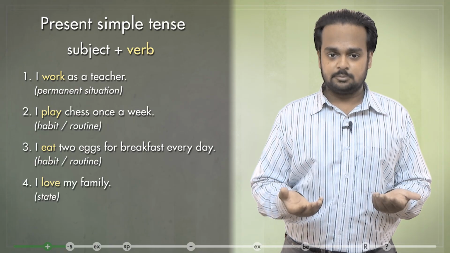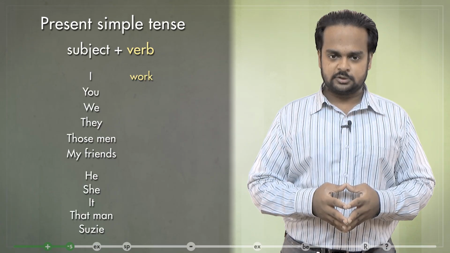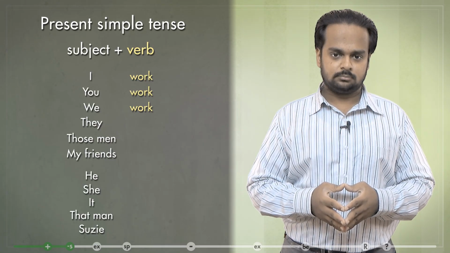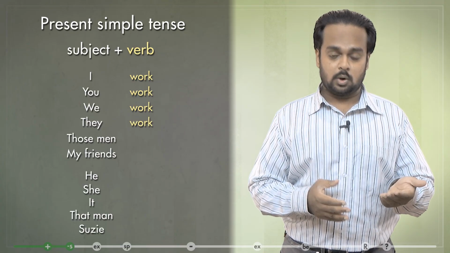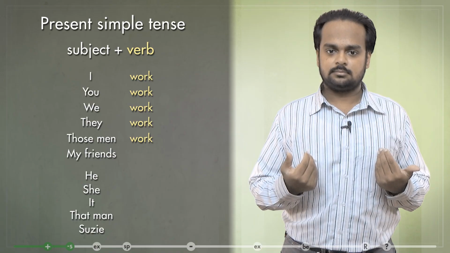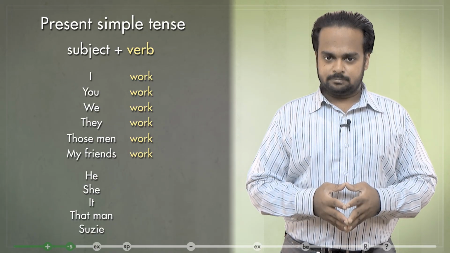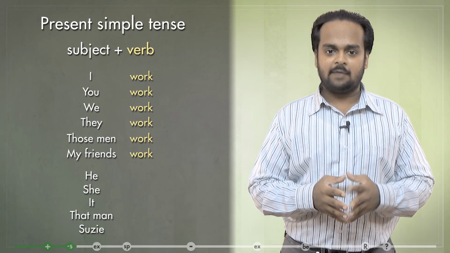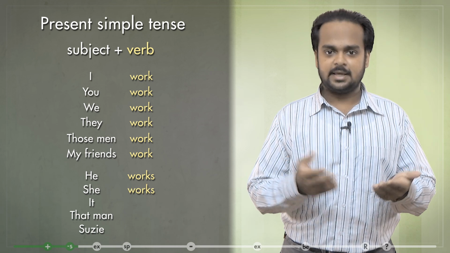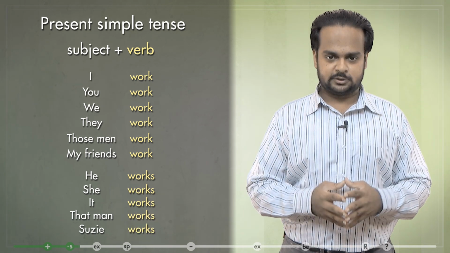What about other subjects? Well, let's take the verb work and try out some other subjects. You work. We work. They work. What about those men? Those men work. My friends work. These subjects are just like I. But what happens when we have he as the subject? He works, she works, it works, that man works, Susie works.